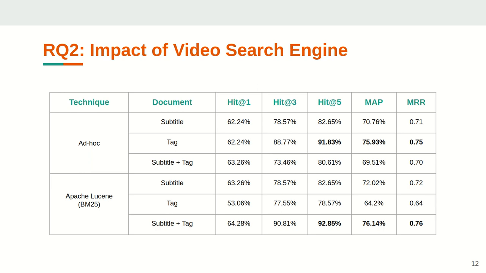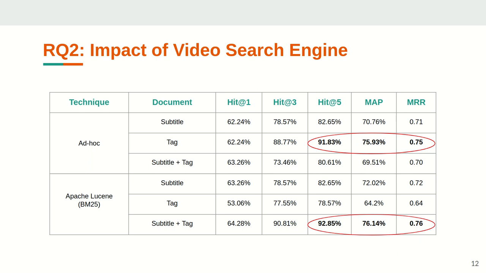Second one was the subtitles of the videos extracted from YouTube, and the last one was a combination of those two previous documents. This table shows that both search engines, AdHoc and Apache Lucene, perform well in retrieving the relevant videos in different conditions. If we use only tags as the feeding document, AdHoc will perform better, whereas in the tag plus subtitles condition, Lucene works better.